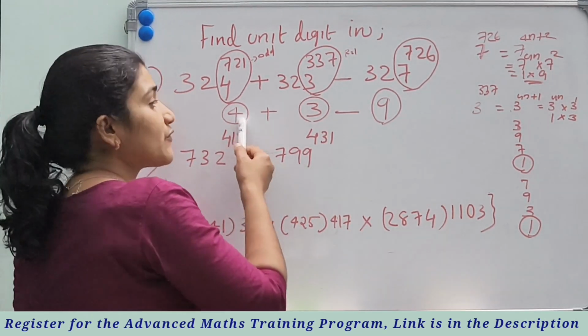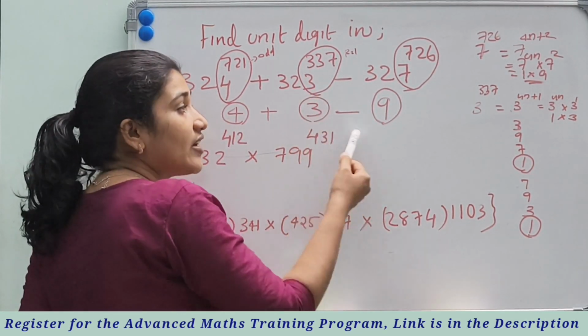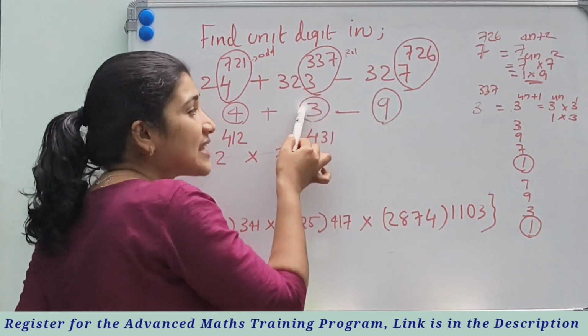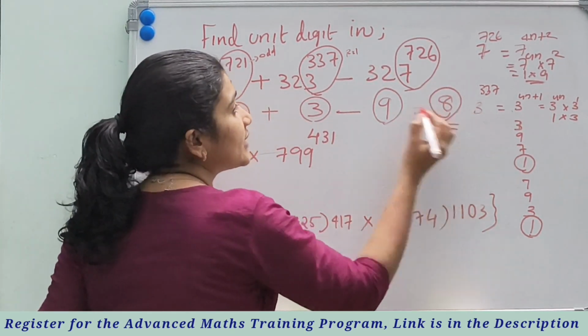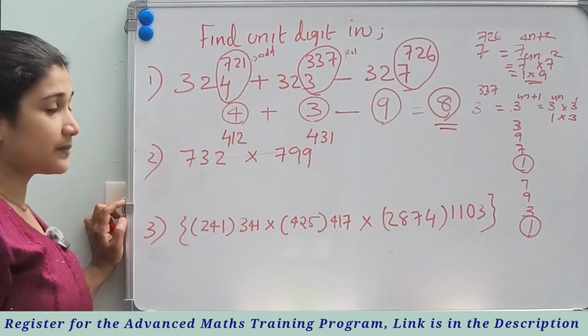Now if you look at this, 4 plus 3, 7. 7 minus 9. 7 minus 9 means 17 minus 9, which is 8. So the unit digit in the first expression is 8.